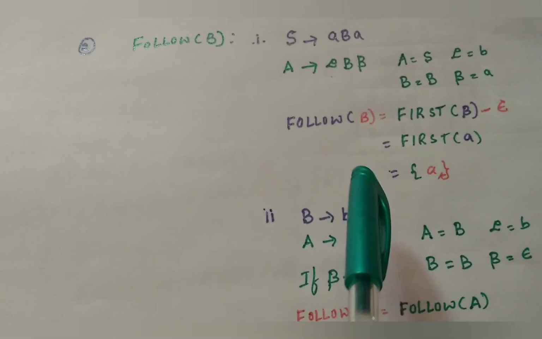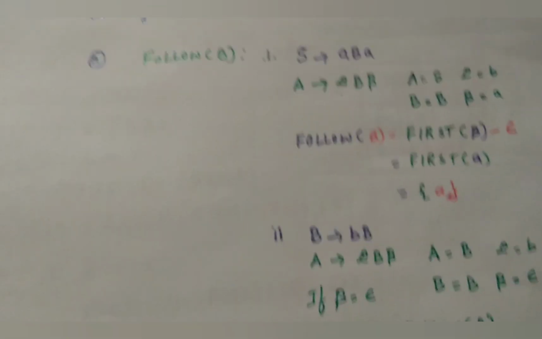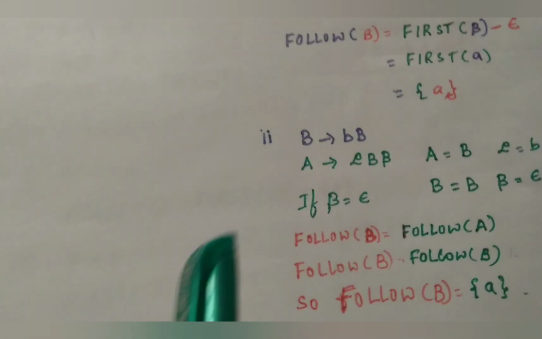And in my second production, where I have B on the right hand side, that is S tends to BB.